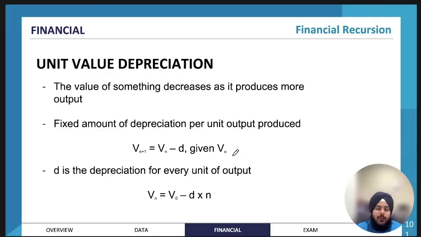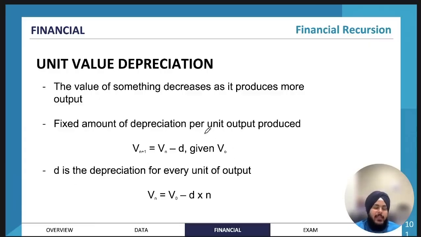Now we'll look at unit value depreciation. This is where instead of it decreasing by a flat rate every year, regardless of how much you've used it, it's going to decrease depending on how much you've actually used the specific product. So let's say you've used a printer a lot more than someone else. Their printer might hold a lot more value as opposed to your printer because you've used it a lot more often. So unit value depreciation will depend on how much you've used the particular item.